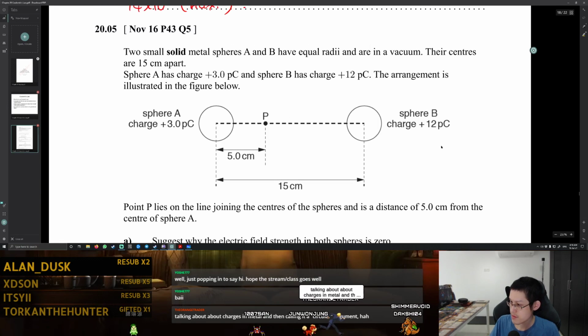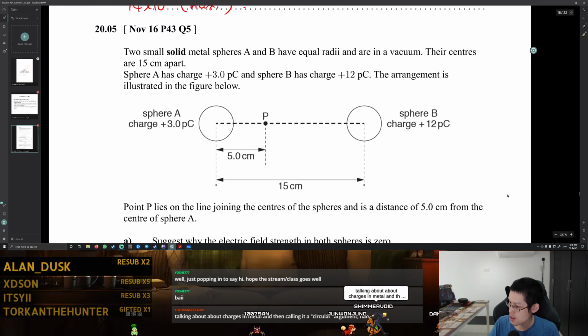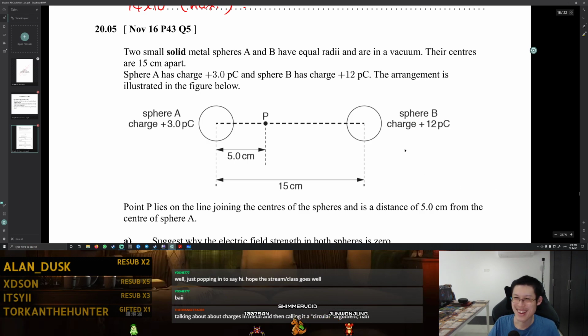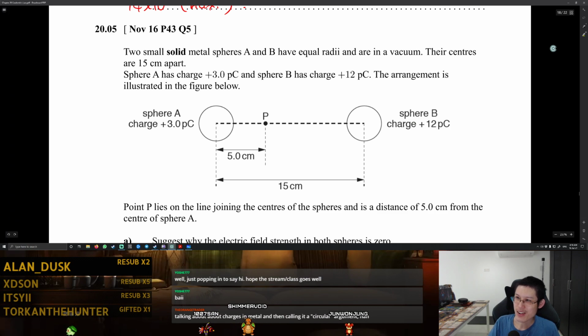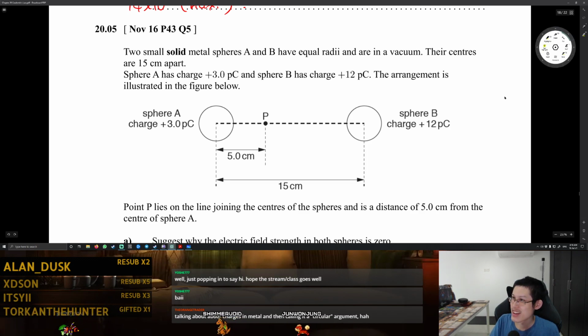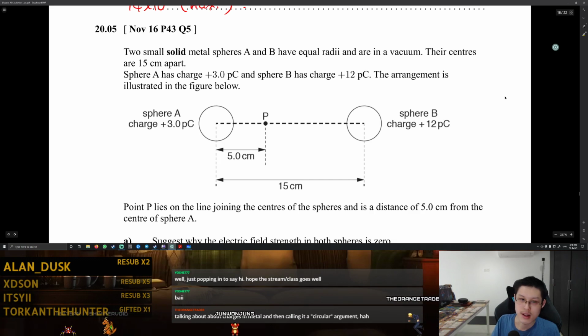Well, talking about the charges in metal and calling it a circular argument. Pun not intended. Or is it not intended? Ho ho ho ho ho. Okay. Where's my pen? This is my pen. Let's use red. Okay.